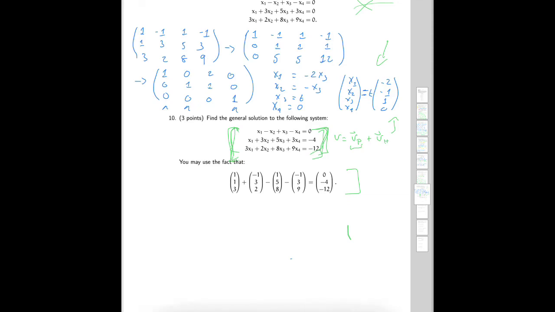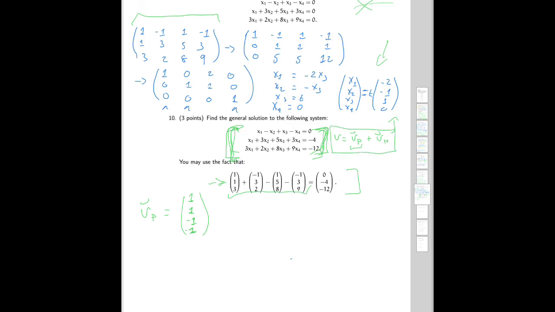So the piece of information that I've given you is that 0, minus 4, minus 12 can be written as a linear combination of these vectors in that way. So it's 1 times 1, 1, 3, plus 1 times minus 1, 3, 2, so on and so forth. Well, notice that these vectors are the columns of this matrix here. So in other words, a particular solution is going to be 1, 1, minus 1, minus 1. So if x1 is equal to 1, x2 is equal to 1, x3 is equal to minus 1, and x4 is equal to minus 1, that is a particular solution to this non-homogeneous equation.